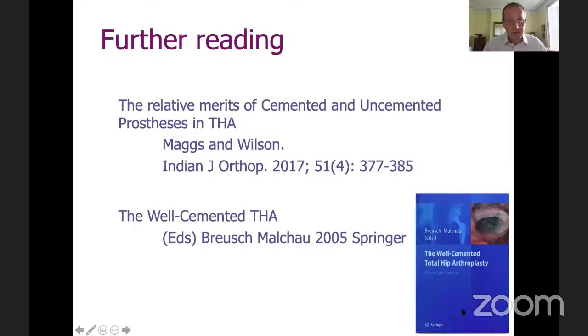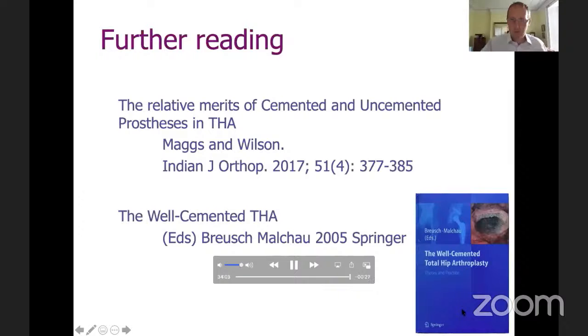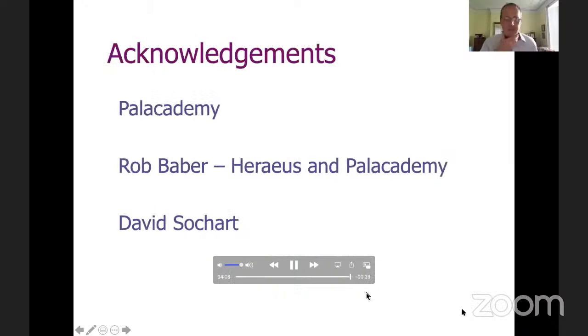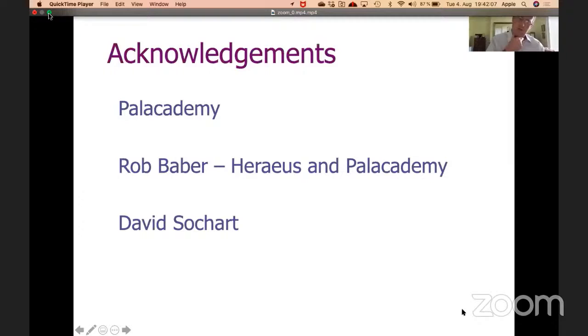These are, I think, some very useful further reading references that would be helpful and broad and covering. And that book, The Well-Cemented Total Hip Arthroplasty, is a fantastic book. And I'd like to just say thank you to PAL Academy for some of the slides, and Rob Baber in particular, my friend and colleague there, and my friend Dave Sokart, Professor of Orthopedic Surgery, who's loaned me a couple of his slides. Anyway, thank you very much. I hope that's been useful, and I wish you all the best.